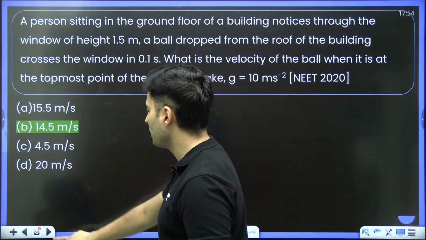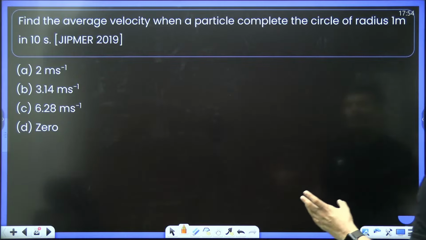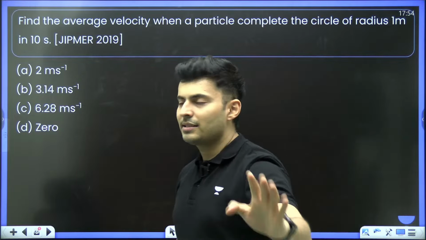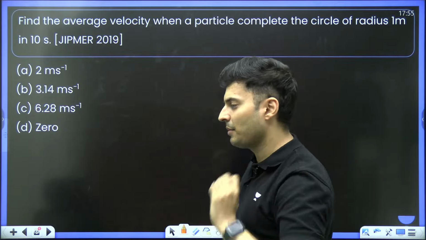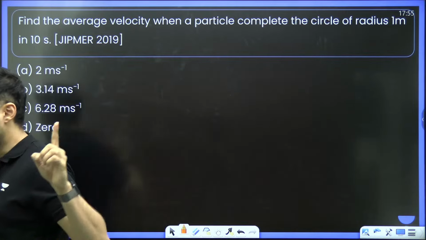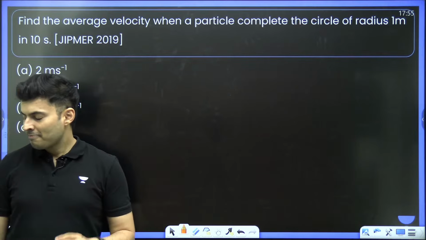Moving on to the next question up on your screen. Find the average velocity when a particle completes the circle of radius 1 meter in 10 seconds. Direct answer, I want everybody spam in the chat box right away, right now. Let's see. Come on guys, I'm asking you to spam.